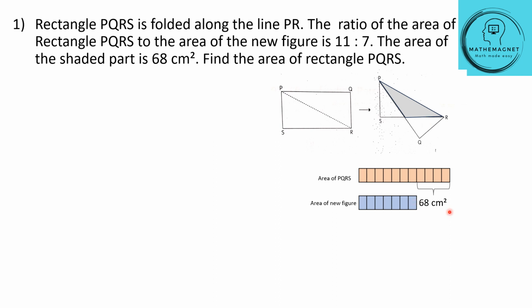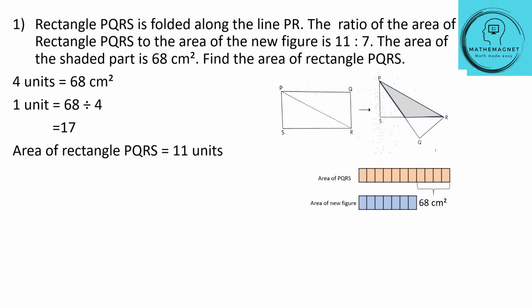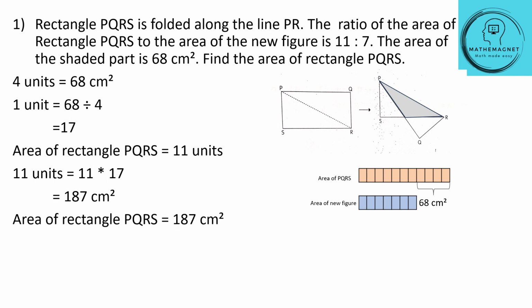So basically the difference in units, that is 4 units, will be equal to 68 centimeter square. So 1 unit will be equal to 68 divided by 4, which is equal to 17. So the area of rectangle PQRS we know is 11 units. So 11 units will be 11 into 17, which is equal to 187 centimeter square. So the area of rectangle PQRS is 187 centimeter square.